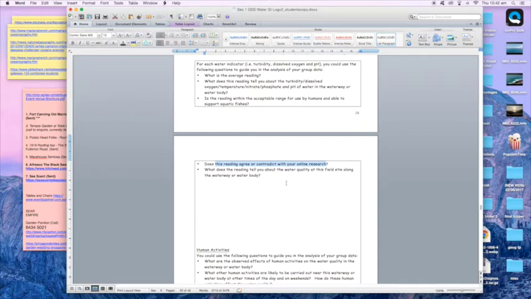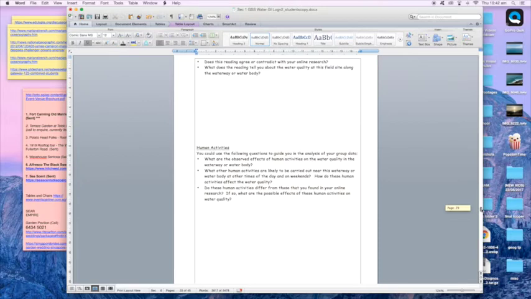And what does the reading tell you about the water quality at this field site along the waterway or water body? It just says that the water quality is good because it can support aquatic fishes and aquatic plant life, or it's not good quality because the amount of, for example, nitrate or phosphate is exceeding and turbidity is high, and therefore it's not suitable for aquatic fishes and plants to survive. Simple as that. Human activities: you just say what human activities you see there, and do you think they differ from those you found in your online research?